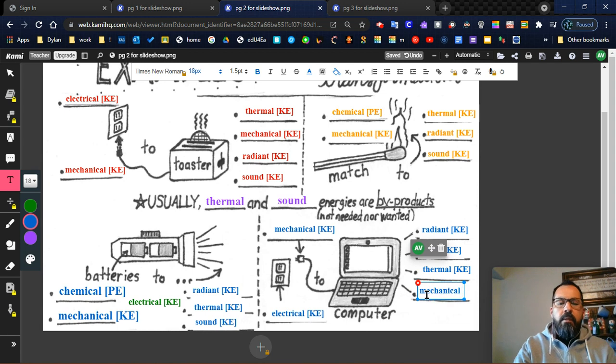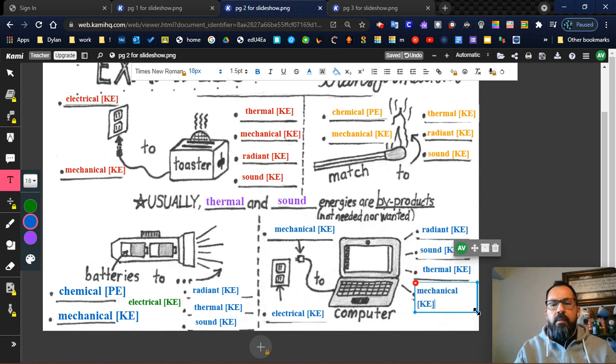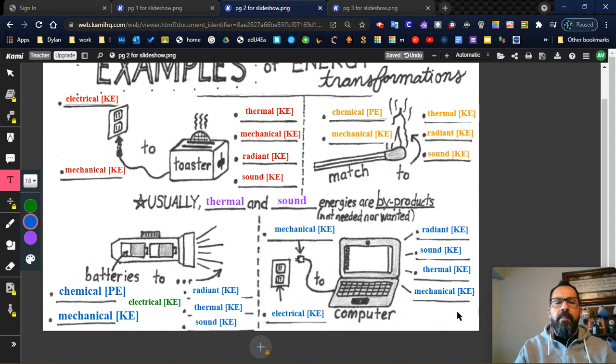Mechanical. Let's hope that fits in here. Let me scoot this over a little bit. Move that over a little bit more. I think that'll do it. There we go. Mechanical energy.